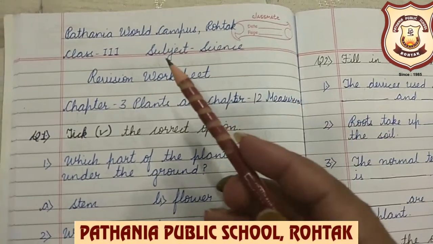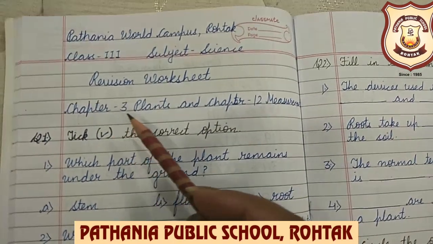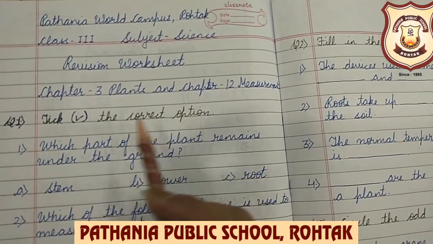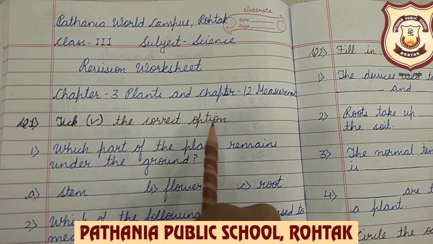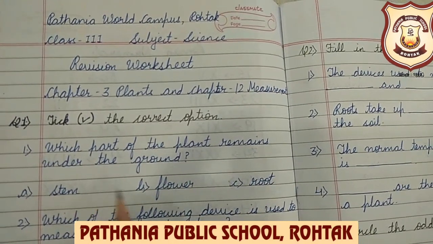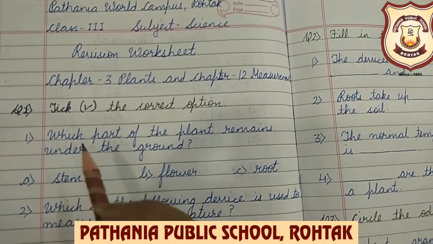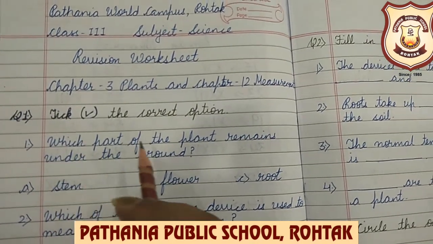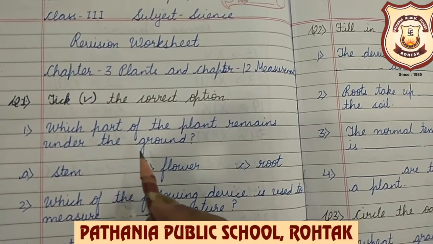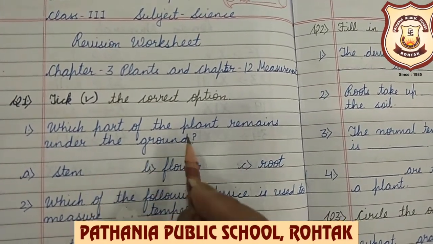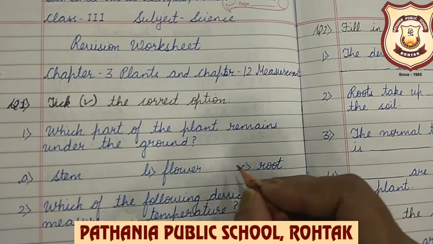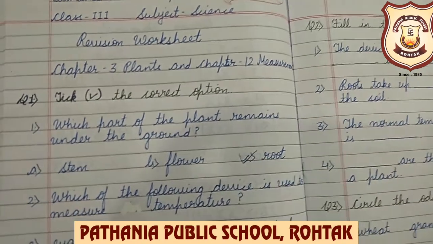Dear kids, this is your science worksheet of chapter 3 plants and chapter 12 measurement, that is your UT syllabus. Question 1 is tick the correct option. Here one statement is written and a few options are given to us. We need to tick the correct option. Let's start with the first. Which part of the plant remains under the ground? Stem, flower or root? Yes, the correct answer is root, so we will tick on it.